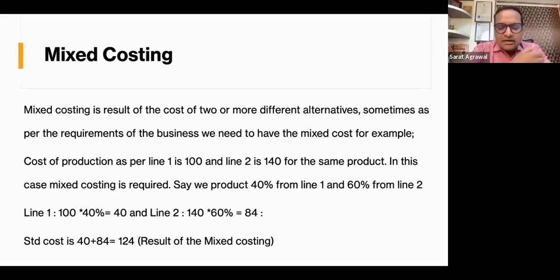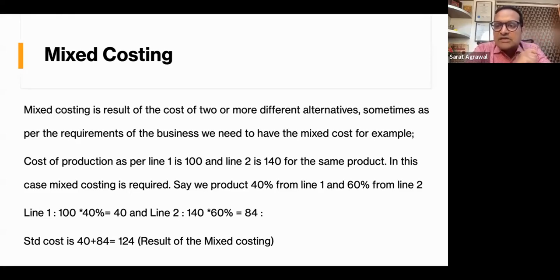In this case, the cost of production of line 1 is 100, so 40% of that is 40, and line 2 cost of production per unit is 140, so 60% of that is 84. So the standard cost is basically derived based on the weighted average of line 1 and line 2, that is 40 and 84. So here the result, that is 124, is the mixed standard cost estimate for the product.